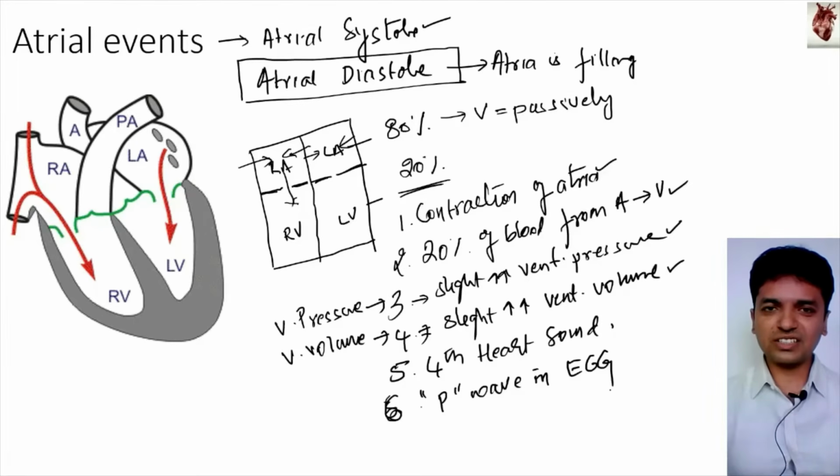Contraction of the atria occurs, that is what is called atrial systole. This contraction of the atria is causing the movement of 20% of the blood from the atria into the ventricles. Because of that, there is a slight increase in the ventricular pressure and a slight increase in the ventricular volume, and the atria is contracting and producing the fourth heart sound, and it is also leading to the generation of the P wave in the ECG.